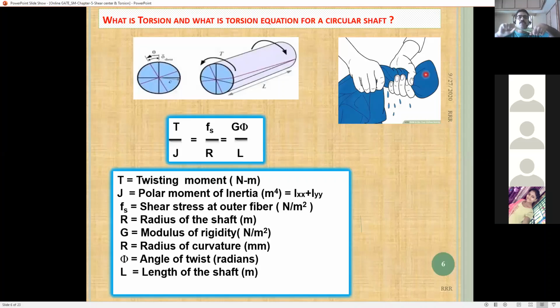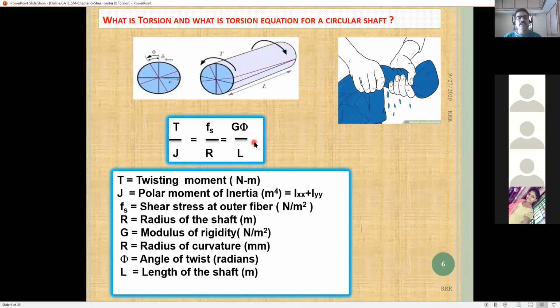In the torsion, then only you can call it a torsion. So suppose you are given some circular shaft, we are able to see some torsion will happen. Please remember the formula for doing the problems is this one. You remember this formula for doing the problems on the torsion concept: T by J, Fs by R, G theta or G phi by L, whatever may be.